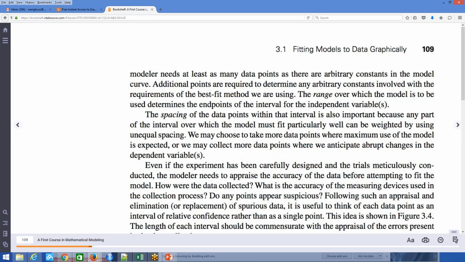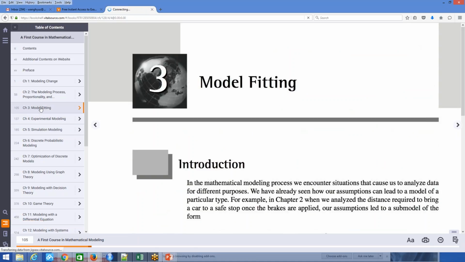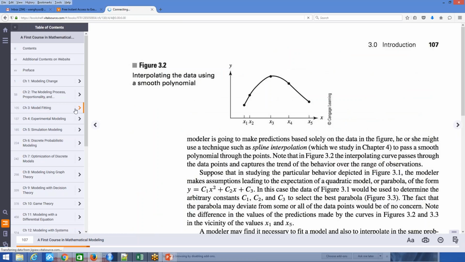Hold on, they have a new version and it's much more difficult to navigate. Okay, now it looks like I can't do this.